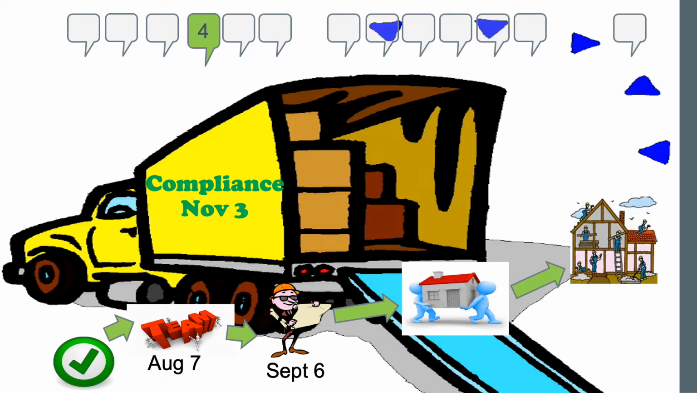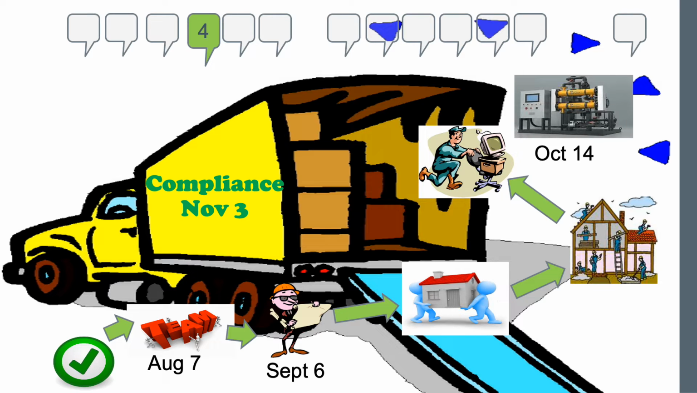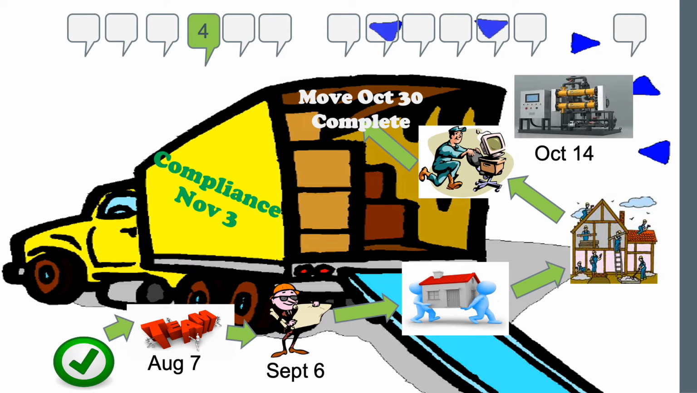Then we're going to start to move. We're going to do the renovations at the same time. We're going to move the people and move the equipment in there. And then by October the 30th, the move will be completed and we will be compliant by November the 3rd. So those are the steps, the milestones that we go through in order for us to get to our desired state, being compliance.